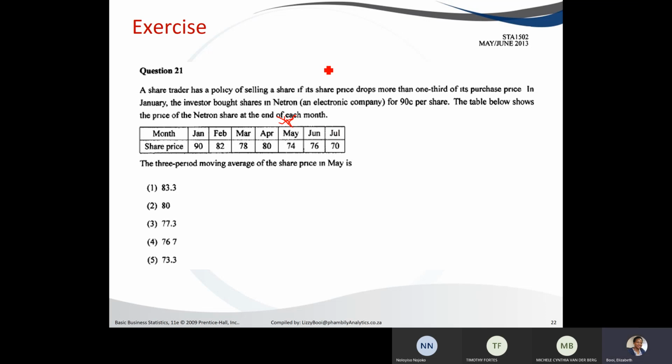So we're calculating the moving average for May. If we're calculating the moving average for May for 3 periods, it will be 78 plus 80 plus 74 divided by 3. And how much is that? 78 plus 80 plus 74, divided by 3 equals 77.333.